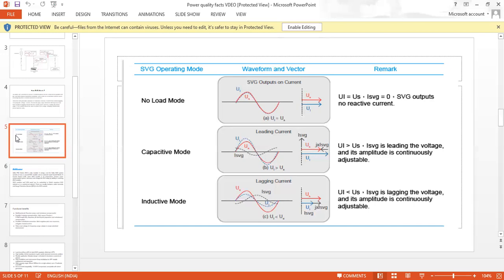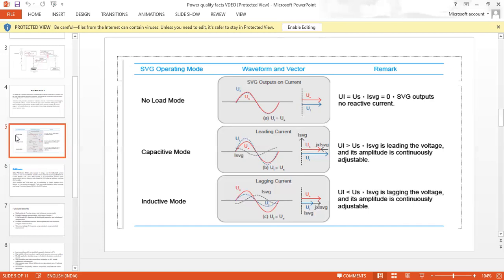which is similar to the no-load mode, but the thing we have to notice is that the values of UI and US vary in the leading current. Here, UI is greater than US, and these are perpendicular to the SVG current, where the SVG current is the leading quantity, and the voltage amplitude is continuously adjustable.